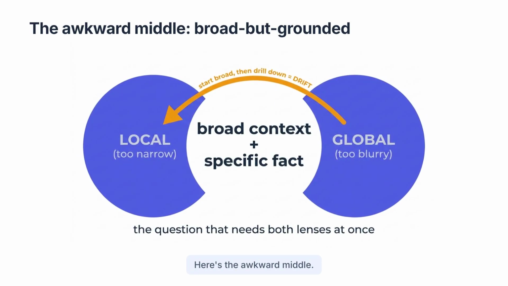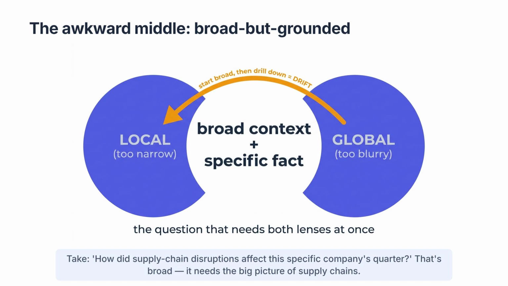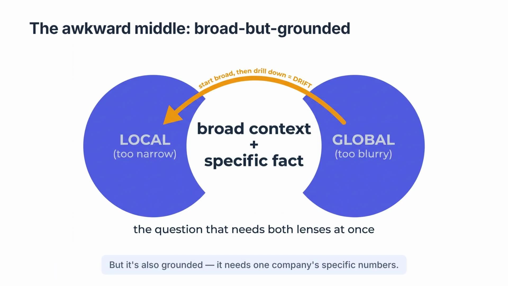Here's the awkward middle. Take: how did supply chain disruptions affect this specific company's quarter? That's broad, it needs the big picture of supply chains. But it's also grounded, it needs one company's specific numbers. Local misses the macro context, global blurs the specific fact. We need something that starts global and drills down to local.